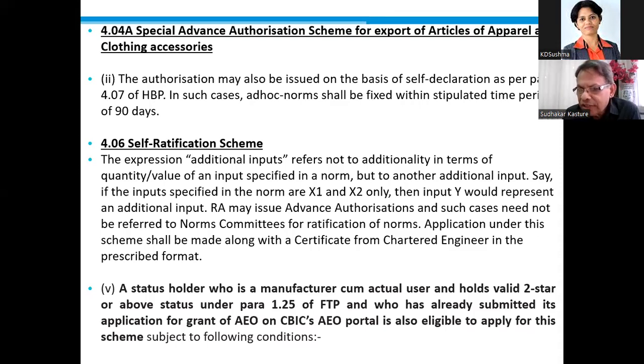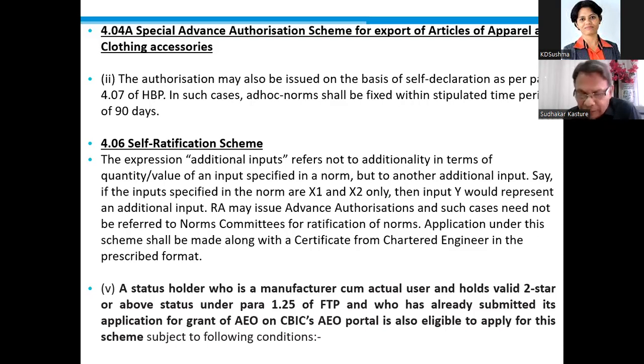And the self-ratification scheme, where there is absolutely no need of going for fixation of norm. There they have made some amendments where alternate or additional input. Now explanation is given. If the input specified in the norms are X1 and X2 only, and input Y would represent an additional input, RA may issue, regional authority may issue advance authorization in such cases, need not be referred to norms committee for ratification of norms. Application under this scheme shall be made along with certificate from chartered engineer in the prescribed format.